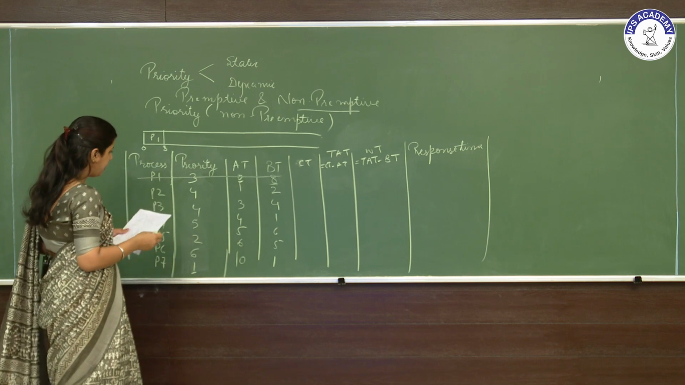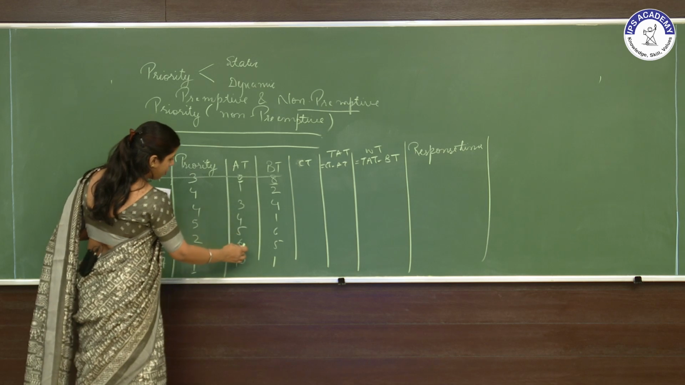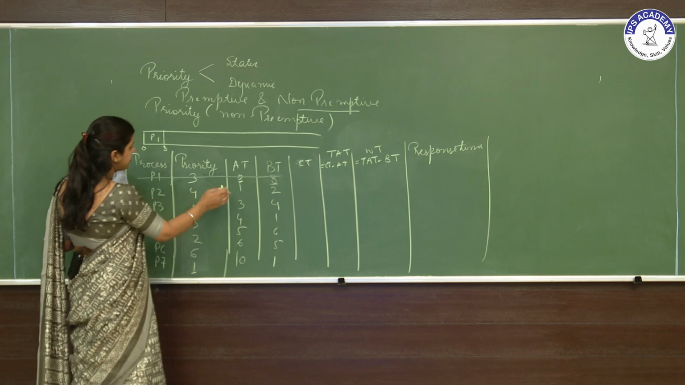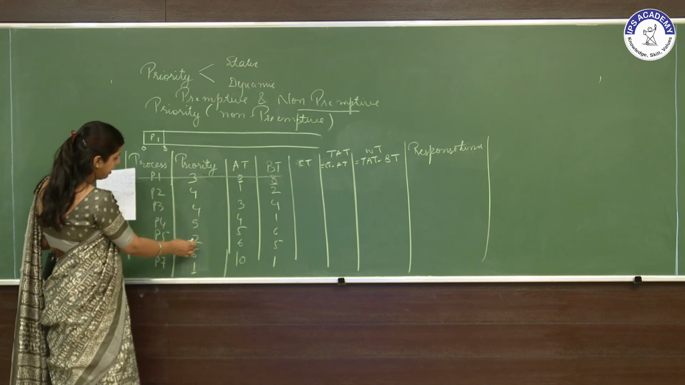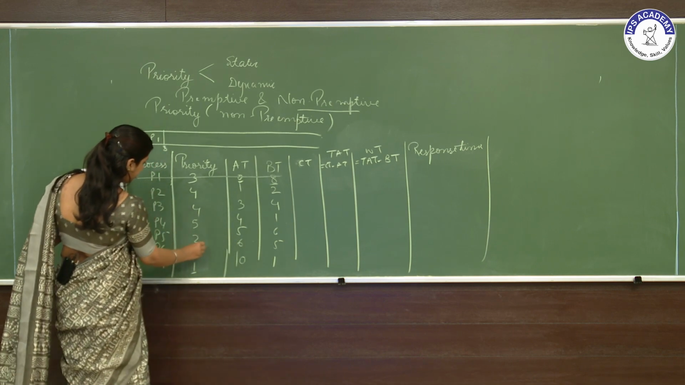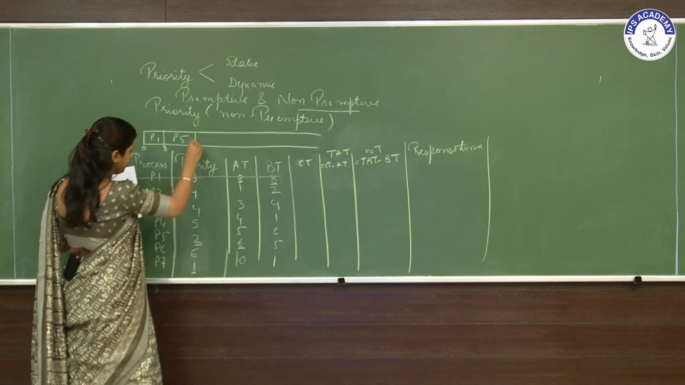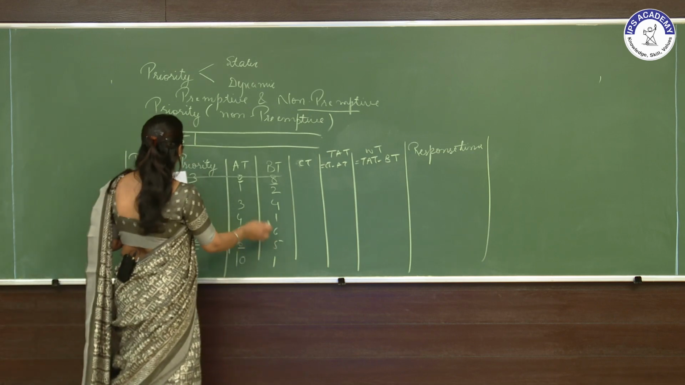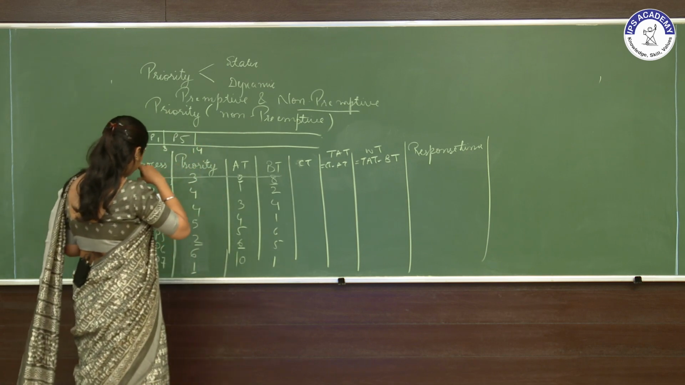Next, at 8 units of time, see which processes have arrived. All the processes have arrived except P7, but out of all of them, P5 has the highest priority. P5's arrival time is 6, so it is already in the ready queue. Its priority is 2. For how much time will it execute? For 5 units of time.